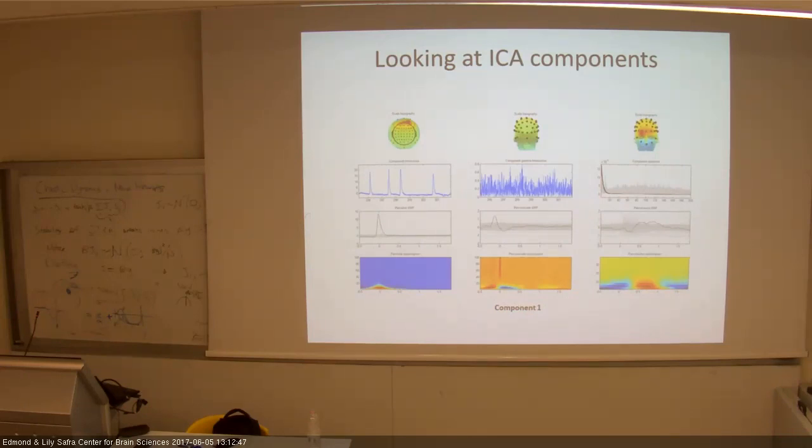The idea is, or ideally, we would like to think that each of these components represents a source, either in the brain or outside the brain, but a spatial source. And since it's a spatial source, it always has the same topography. But it can be either weakly activated or highly activated over time.